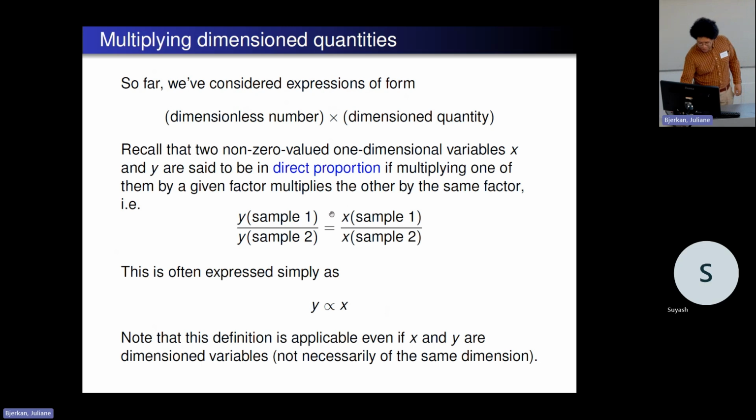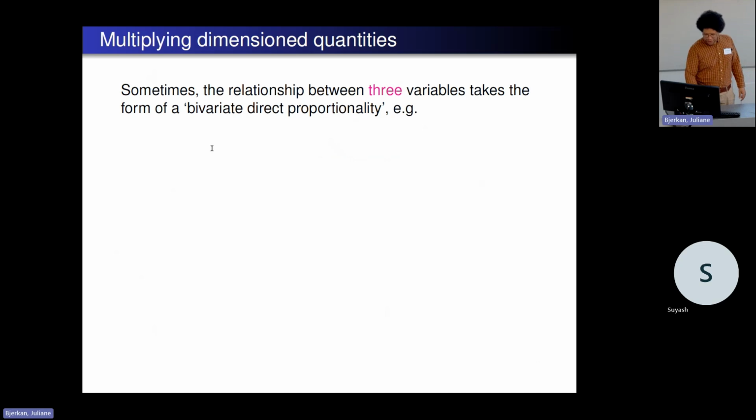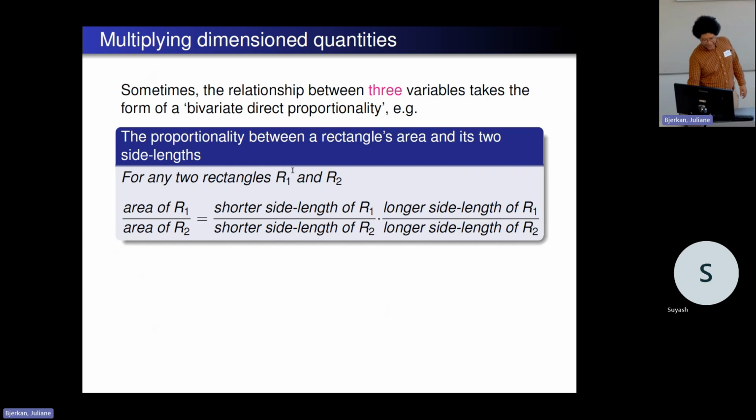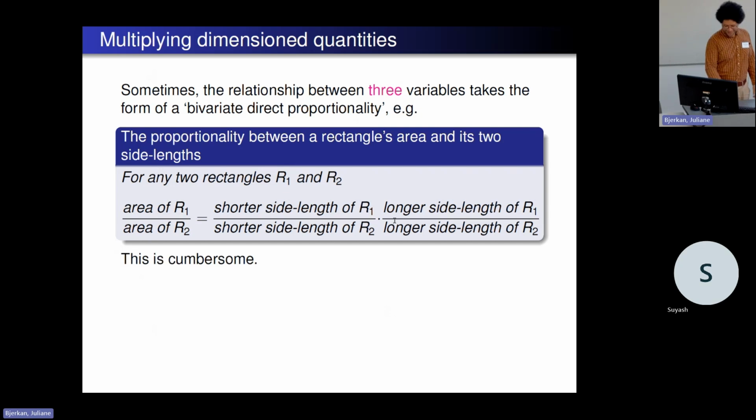Now, this was for 2 variables. Sometimes the relationship between 3 variables takes the form of a kind of bivariate direct proportionality. So I'll give an example to explain: a rectangle's area, how that's related to its 2 side lengths. For any 2 rectangles, the ratio of the areas is equal to the ratio of the shorter side lengths times the ratio of the longer side lengths. Okay. This is true, but it is a very cumbersome way of expressing the idea.